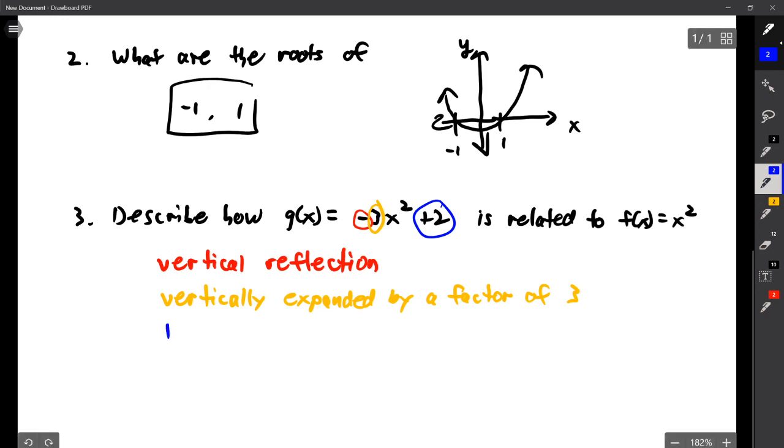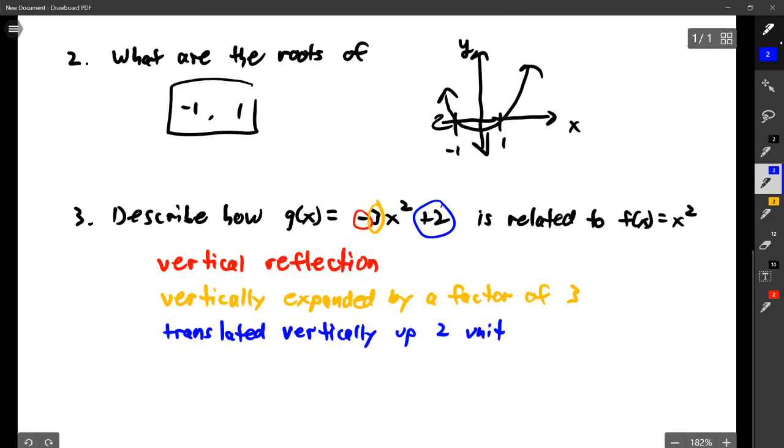And then that plus 2, it shifts the parabola up and down. So we could say it is translated vertically up 2 units. When you deal with vertical, plus 2 moves it up.